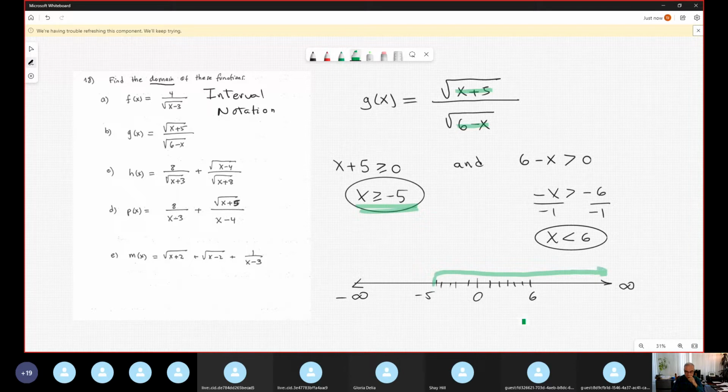I do not highlight directly on the number line because this is the partial solution, no? I want to highlight definitely when you have the final answer. But suppose the other piece, which is this piece, is from 6, not including 6, and is in that direction.